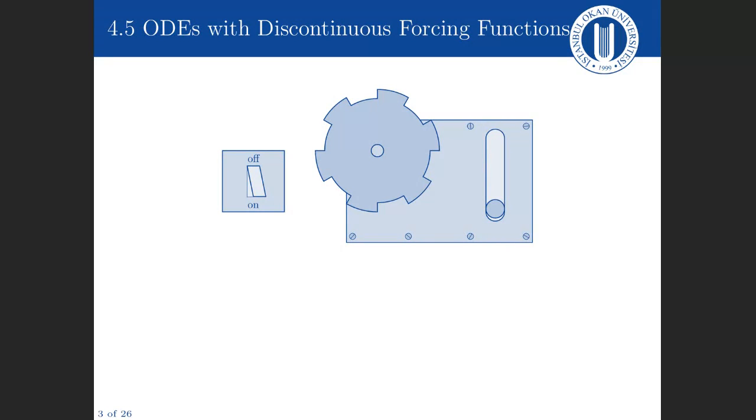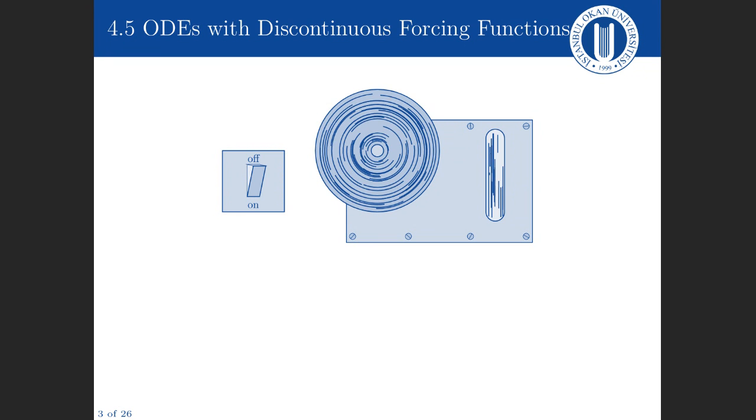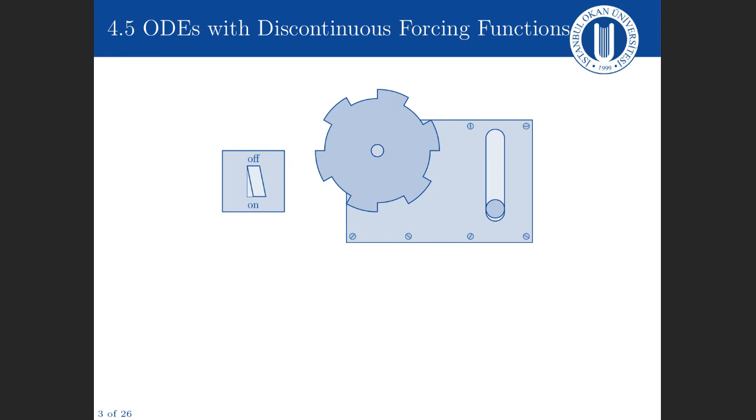So far in this course we've looked at differential equations where all of the functions are nice continuous functions, but that's not a typical situation in engineering. In engineering, for example, let's suppose we have some machine, the machine is switched off, then we might switch the machine on, and then we might switch the machine off again.